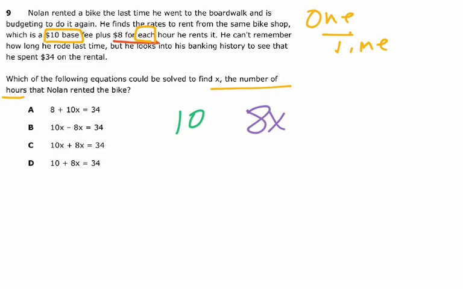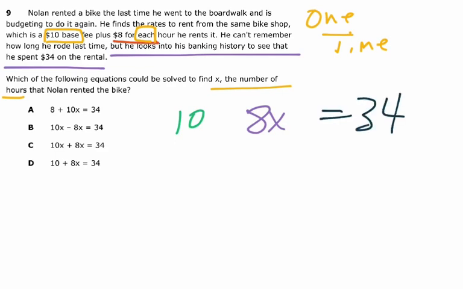So when we go to our question, which of the following equations could be solved to find X, the number of hours that Nolan rented his bike? Well, we know he looks into his banking history to see that he spent $35 on the rental. So we know this should equal $35. That's the total amount he spent. So he spent $10 on the base fee, and then he paid $8 an hour. So how many hours did he rent it? So we're basically looking at 10 plus 8x equaling 35.